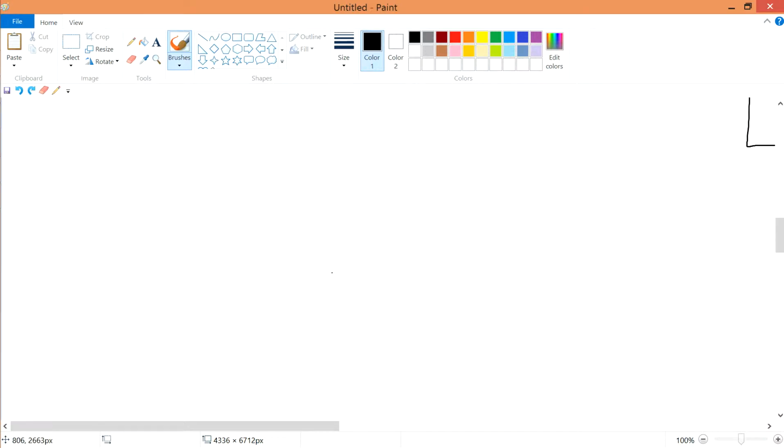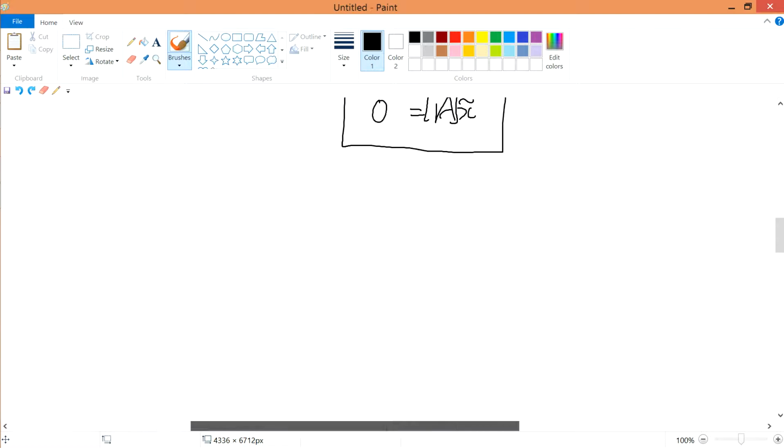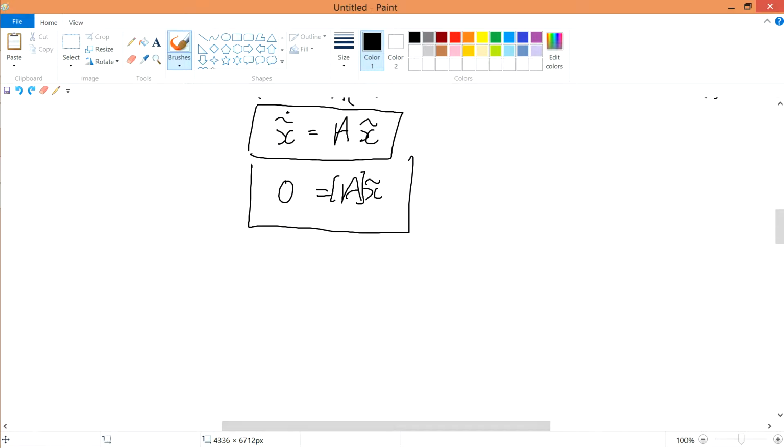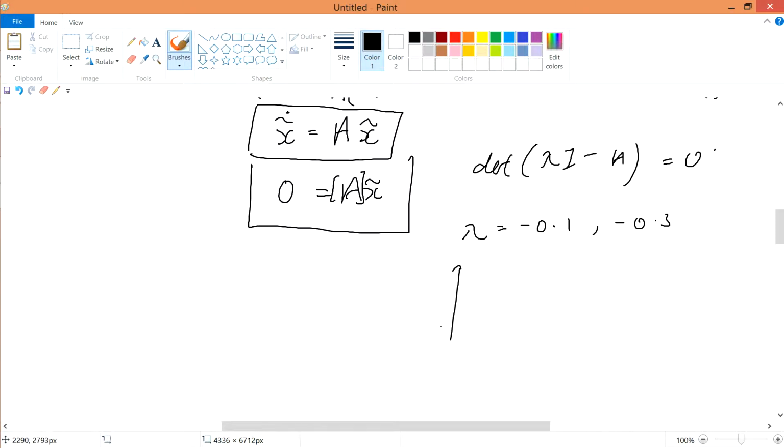So in order to ensure that they are the same, we're going to use the eigenvalue of A. If you solve for the eigenvalue of A by taking the determinant of lambda I minus A equals 0, then you can find your eigenvalue. If your eigenvalue is equal to minus 0.1 or minus 0.3, your state response will be very slow.